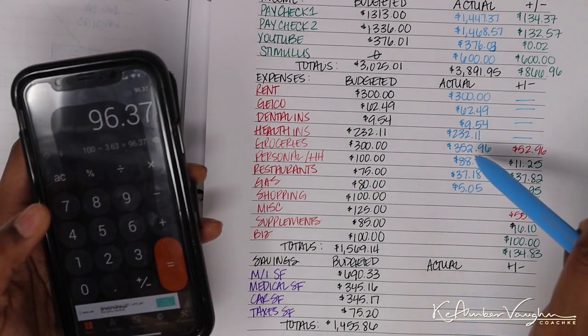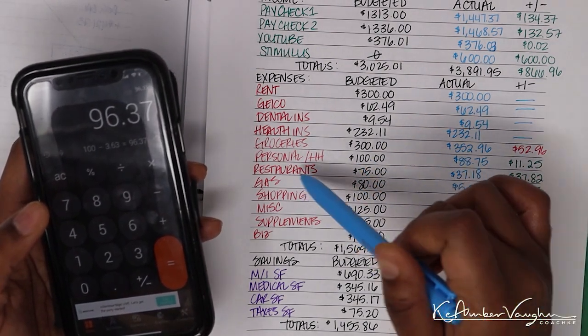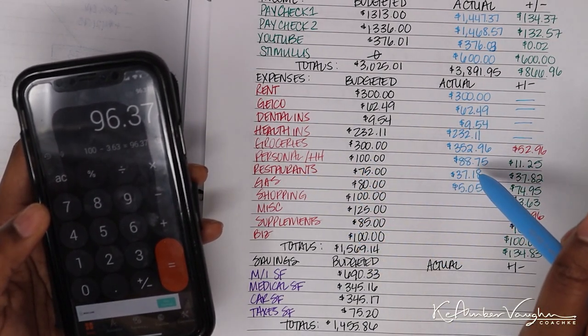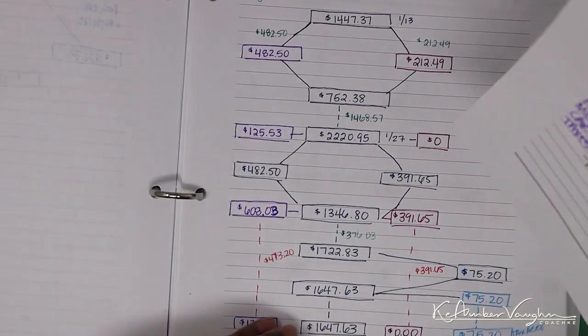Okay, so the actual for personal household was $88.75. Restaurants was, is that right?